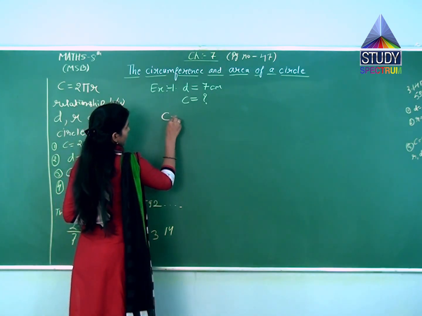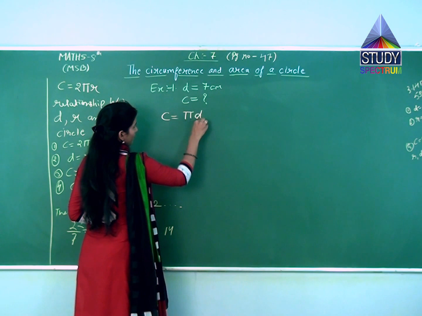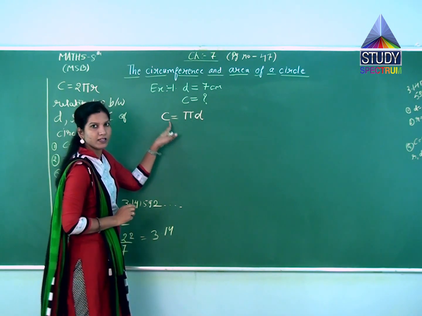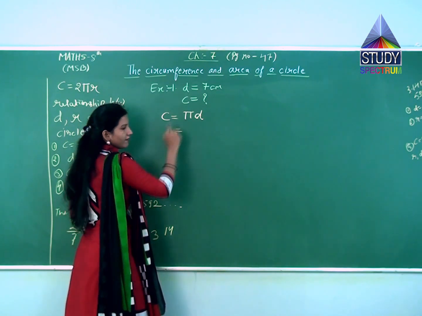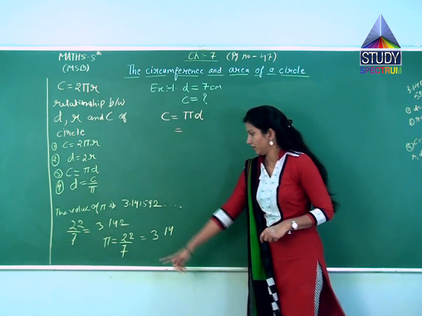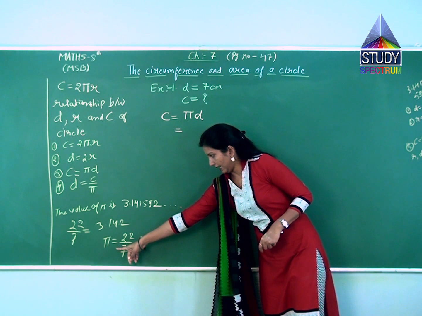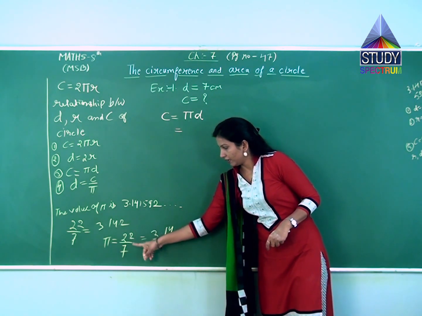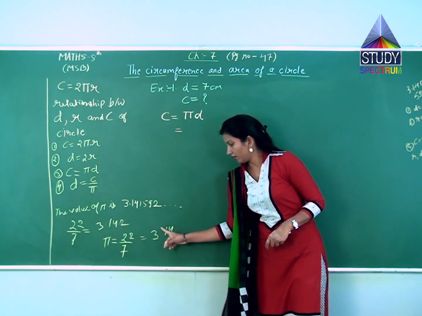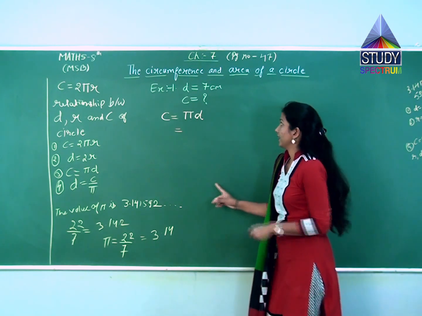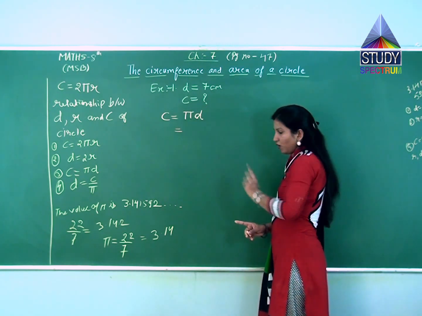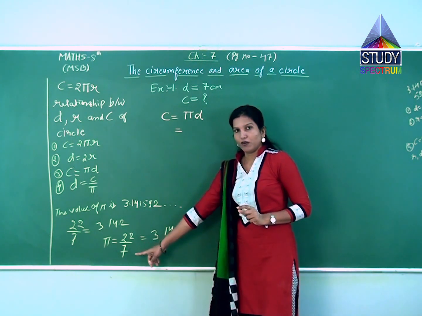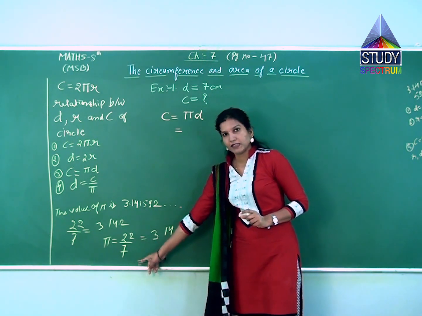So, our formula is C is equal to pi d. What is C? The circumference of the circle. Now, what is the value of pi? Here I have shown you. Either I can take the value of pi equal to 22 by 7 or 3.14. But in our question there is not any decimal form given. So we will take our value of pi as 22 by 7.